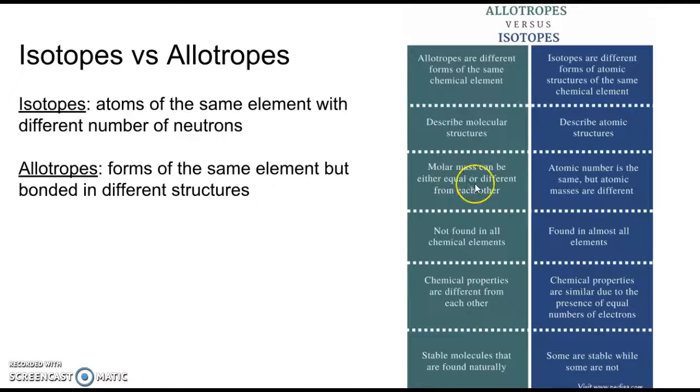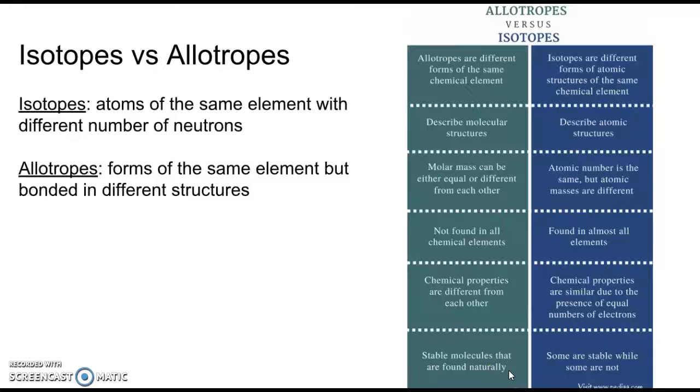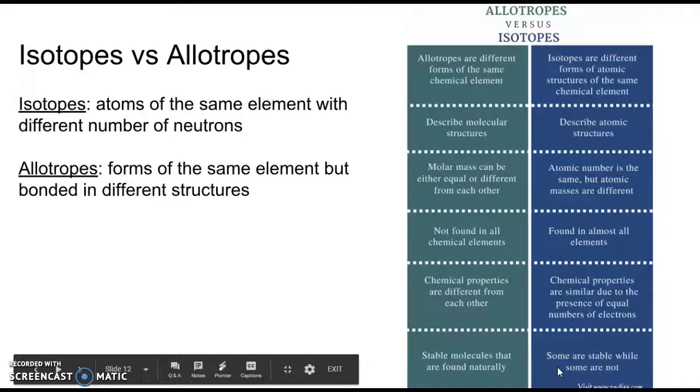Allotropes' molar mass can be either equal or different from each other. But in isotopes, the atomic number is the same, but the atomic mass is different. Allotropes are not found in all chemical elements, whereas isotopes are found in almost all chemical elements. Allotropes' chemical properties are different from each other, whereas isotopes' chemical properties are similar. Allotropes are stable molecules that are found naturally, and in isotopes, some are stable while others are not.